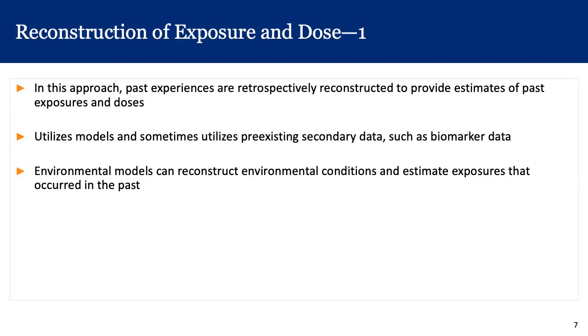Then if we go to the third approach referenced by EPA, reconstruction of exposure and dose, this oftentimes can involve the evaluation of pre-existing point of contact data, data that may exist, measurements taken in the past, may also involve modeling, utilizing models to go back in time and to estimate what the exposures may have been. The key thing here is oftentimes past experiences are retrospectively reconstructed to provide estimates of what past exposures might have been. This may utilize models, sometimes may utilize pre-existing secondary data to make those estimates.